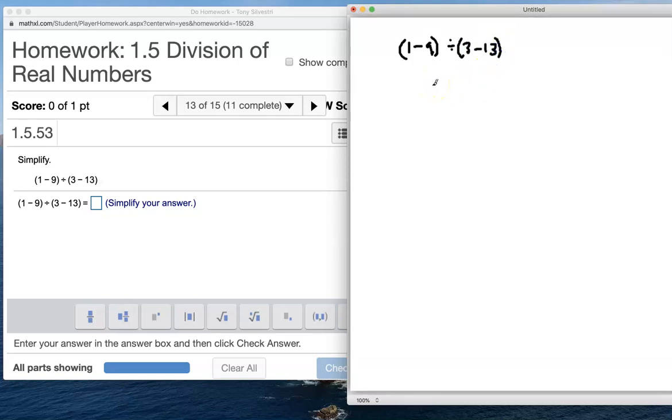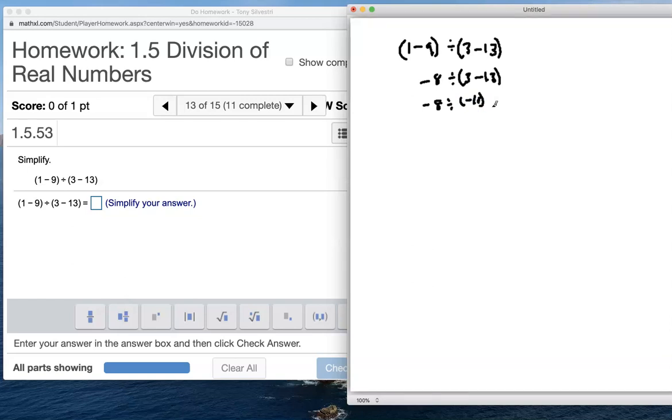Okay. Parentheses have to be done first, left to right order. 1 minus 9 is negative 8. Copy the rest of this stuff down, all the stuff that wasn't involved in that operation. I still see parentheses. Got to do those. Negative 8 divided by 3 minus 13, which is negative 10.